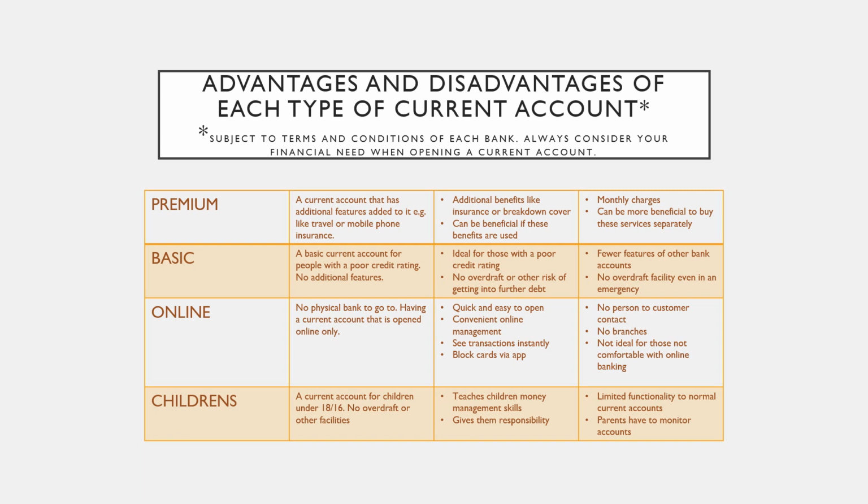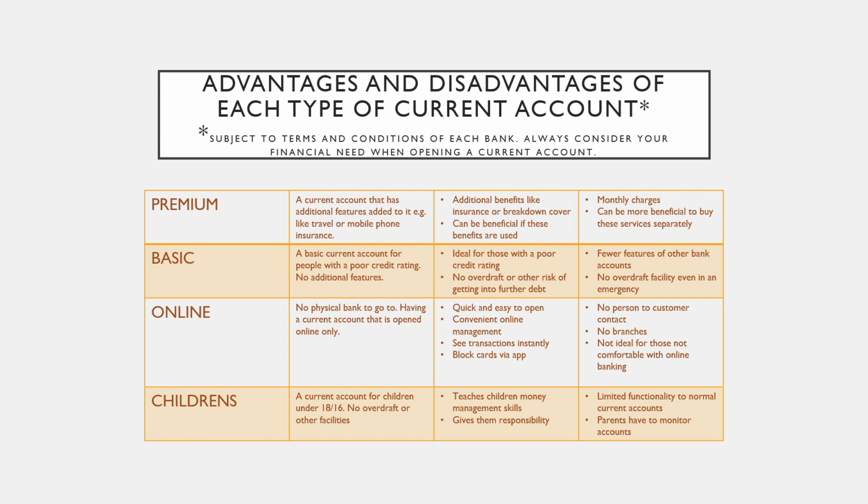Online banking, let's have a look at that. So we know that there are no physical banks with online banking. Examples of that, again, I've given those to you. Banks like Monzo and Starling have no physical branches. The advantages of those accounts are that it's quick and easy to open. It's convenient for online management, normally through an app. You can see your transactions instantly. And of course, you can block cards via the app as well.